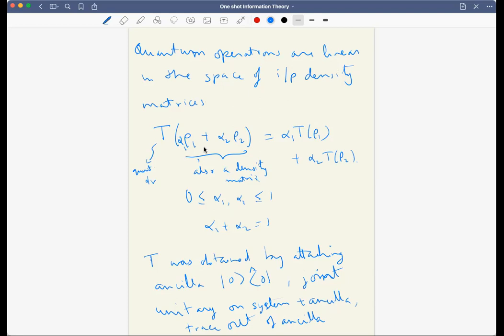Let us say I send every linearly independent pure state to a density matrix. Obviously this now defines a linear operation, but is this a quantum operation? Is this something that I can obtain by an ancilla in state 0, a joint unitary and a trace? The answer to that is no. You need to put in further conditions. So just linear maps are not enough to define quantum operations.